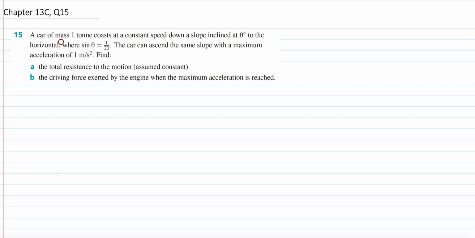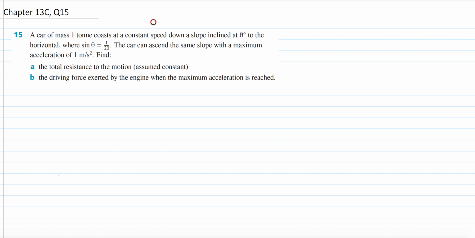Question 15. A car of mass 1 ton coasts at a constant speed down a slope inclined at theta degrees to the horizontal, where sine theta equals 1 over 20. Now, whenever you're doing an inclined plane question, I highly recommend you sketch a diagram, okay? So we'll sketch that after we read the question. Okay, so the car is coasting down at constant speed, down an inclined plane, very simple. And then afterwards, the car can ascend the same slope with a maximum acceleration of 1 meters per second square.